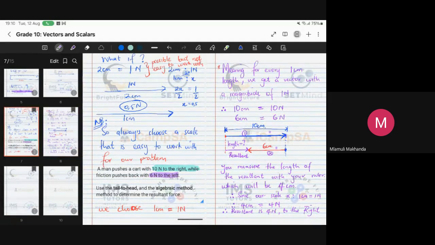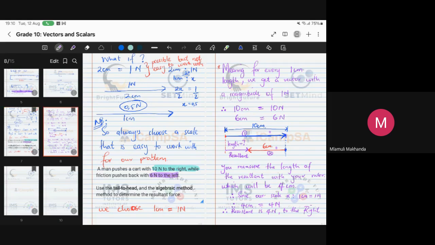Yes, we were recapping. So once you have drawn the two vectors, now you can find the resultant. You always draw it from the tail of the first vector to the head of the last. Then you can measure the length of that resultant and you use your scale to finally find the magnitude of that resultant. Yes, that's how you should do it.